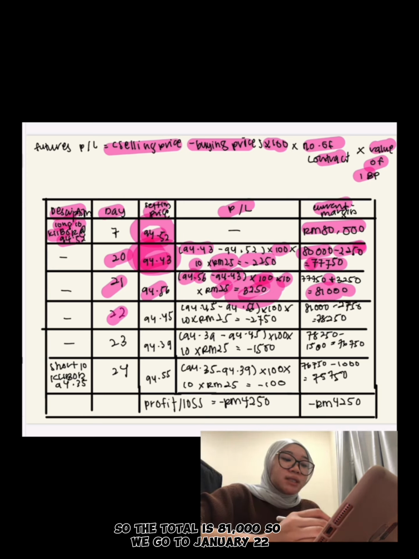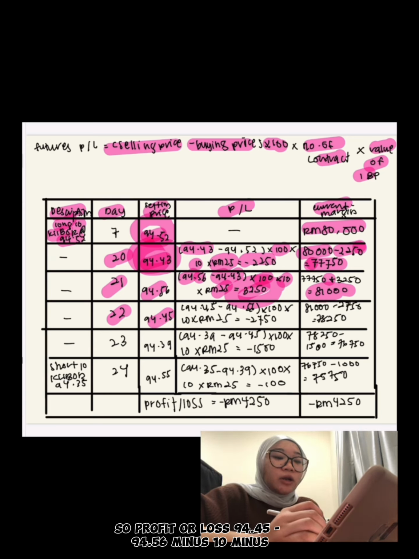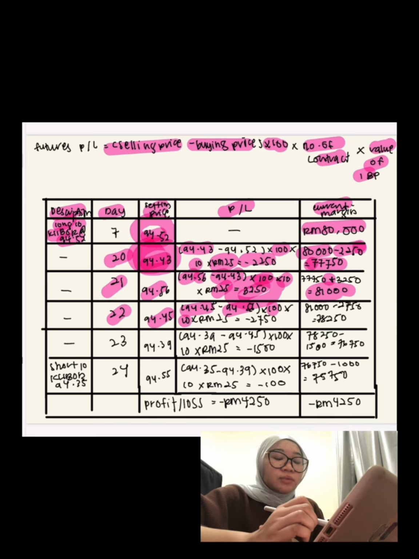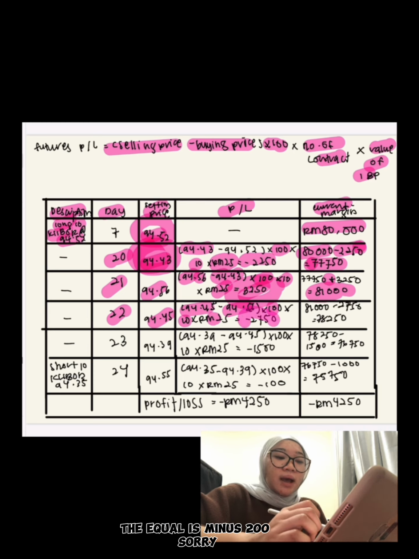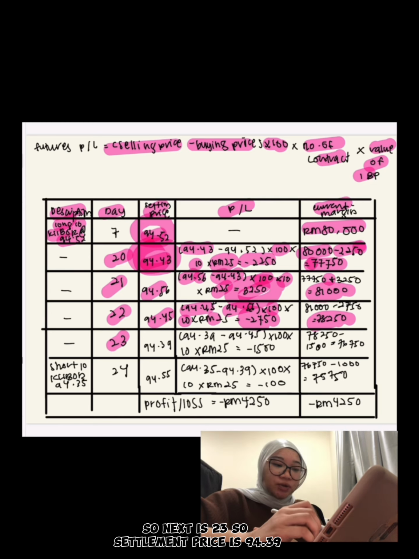So we continue with 22, 94.45. The profit or loss is 94.45 minus 94.56, times 100, times 10, times 25. The result is minus 2,750. So the current margin we get is 78,250.